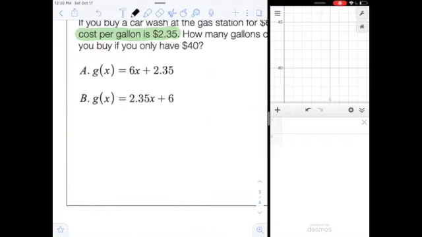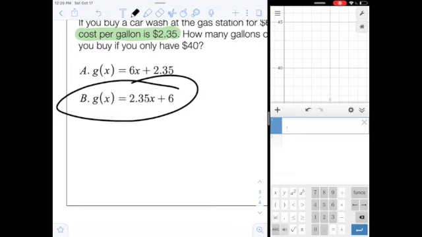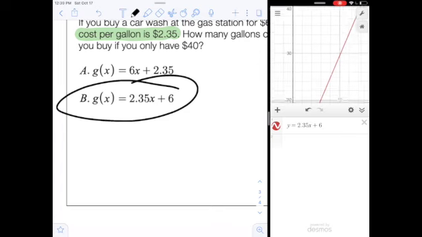So let's take a look at this. Your constant is always going to be by itself. So boom, there it is. We're going to be using that equation. So let's type that in. Y equals 2.35x plus 6. Awesome. All right, so let's take a look at our graph.